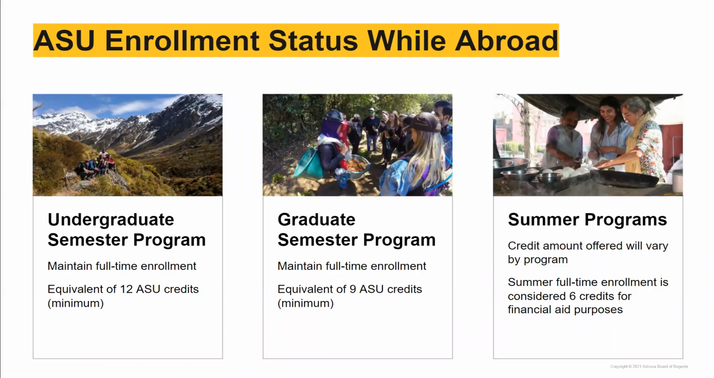For semester programs, as an ASU student, you will need to maintain a full-time credit load. This means that you need to be enrolled in a minimum of 12 ASU credits as an undergraduate student and 9 credits as a graduate student. For summer programs, you will register for the specified amount of credits for your program. If you're unsure about the number of credit hours in which you need to be enrolled for a program, check with your international coordinator.